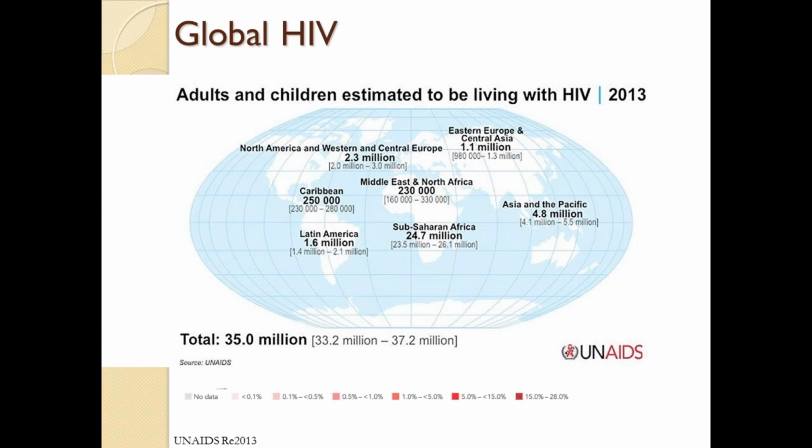So this is a snapshot of global HIV. This data is a little bit older, but the proportions are still the same, which is there are over 35 million individuals living with HIV, adults and children, in the world. The majority of these patients are going to be in the sub-Saharan African region, but you can see that there's over 2 million individuals living in North America and Europe with HIV as well.